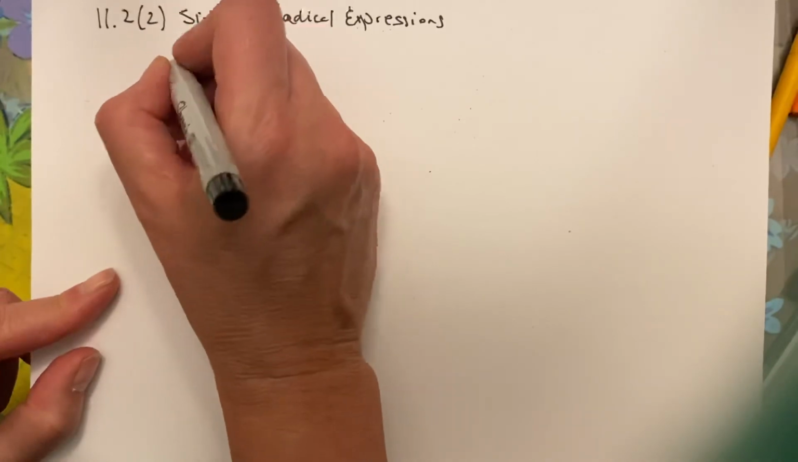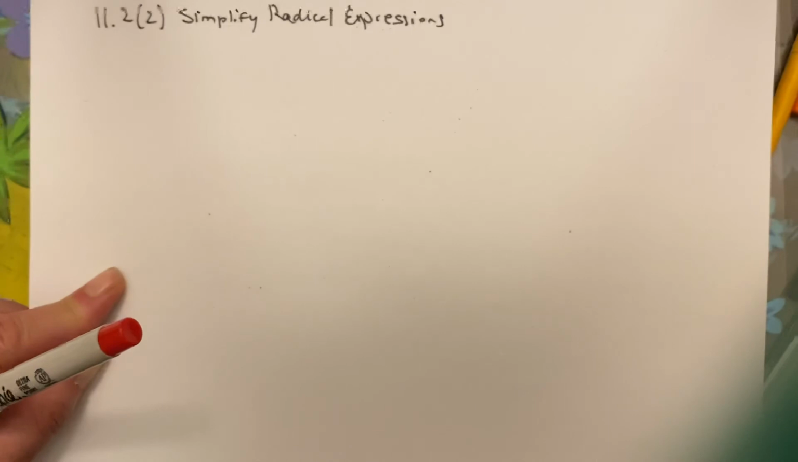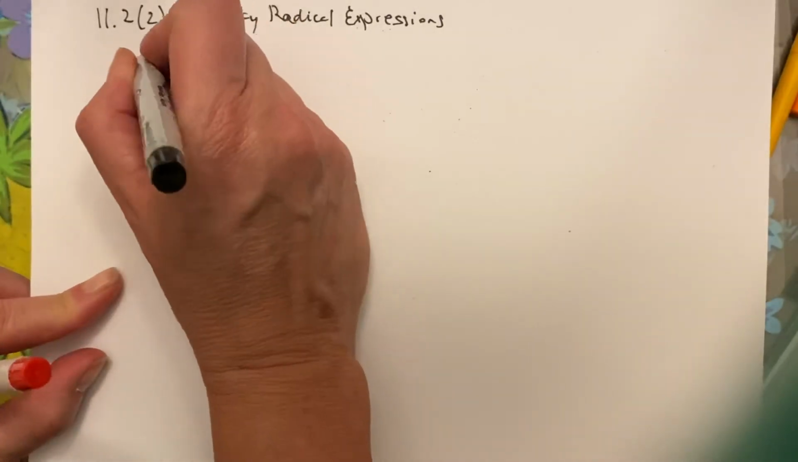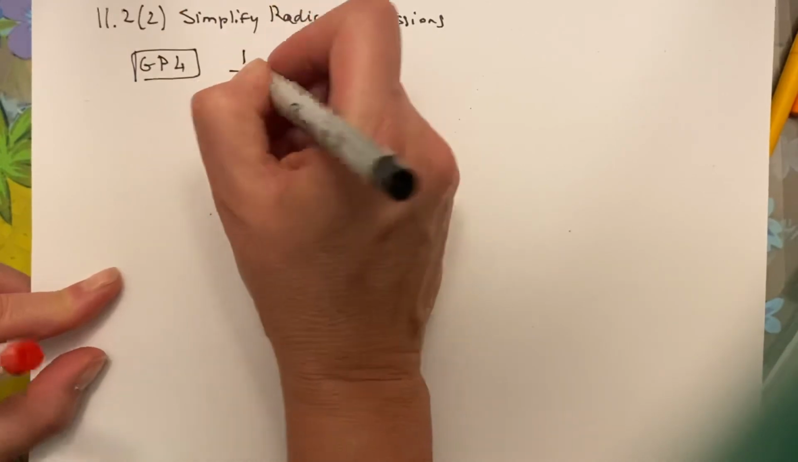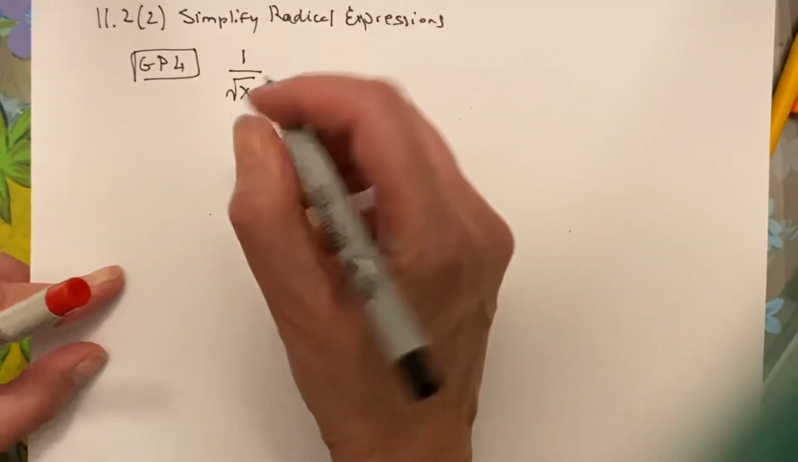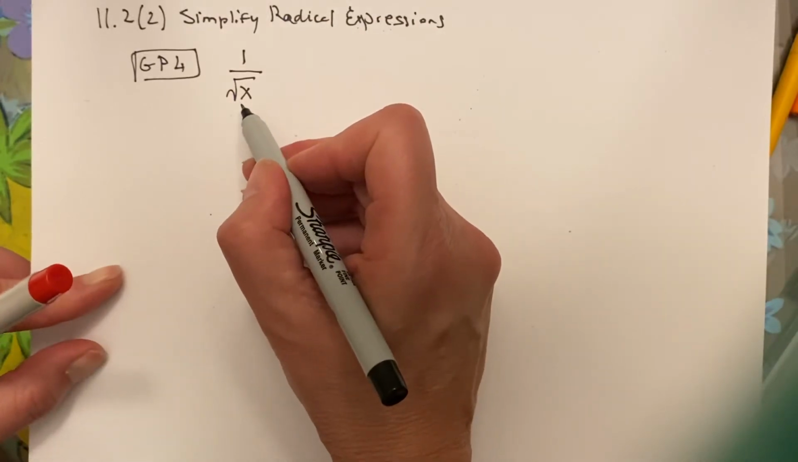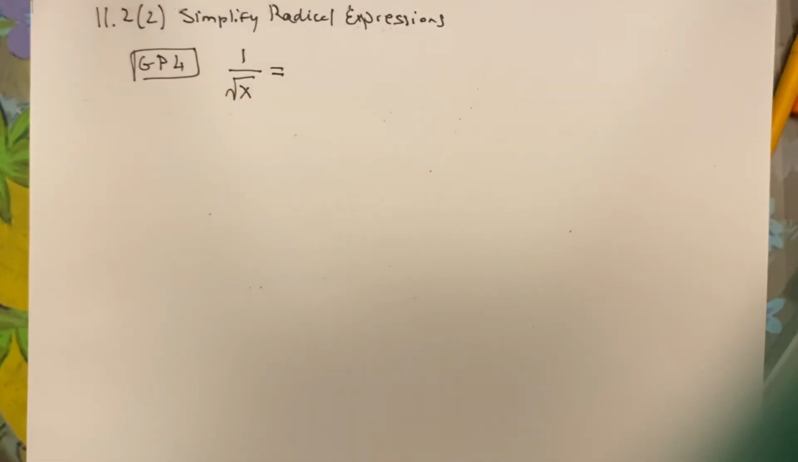So just as a reminder of what we did yesterday, I'm going to try guided practice 4. And that's just as a refresher. Say I have 1 over the square root of x. I have a problem. I'm not allowed to leave a square root in the denominator. So what do I do?